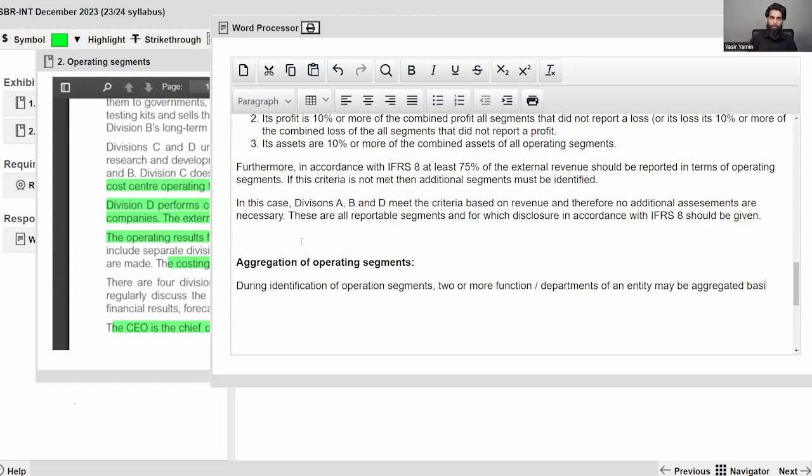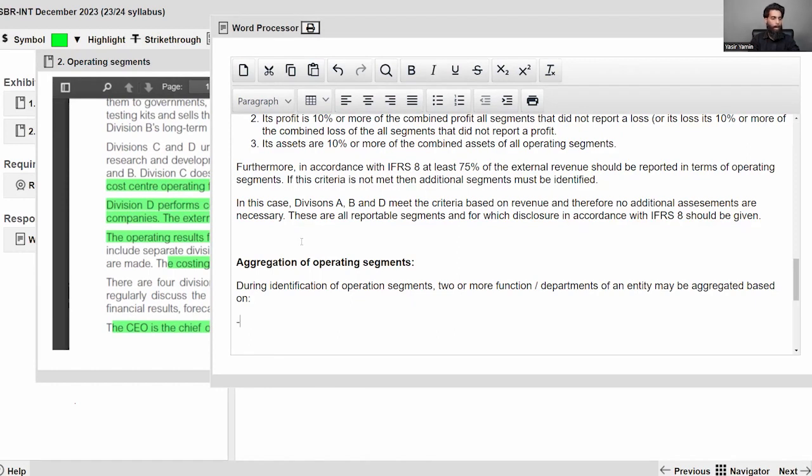IFRS 8 allows that an entity may aggregate different departments or functions of an entity just to meet the criteria, but that should be based on a sound basis. And what are the bases? I was saying, during identification of operating segments, two or more functions or departments of an entity may be aggregated based on what?